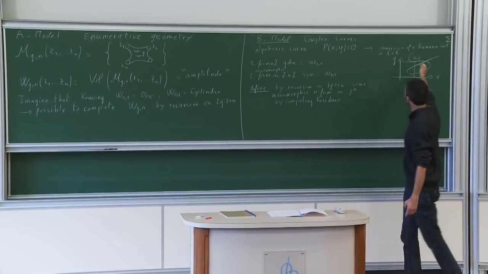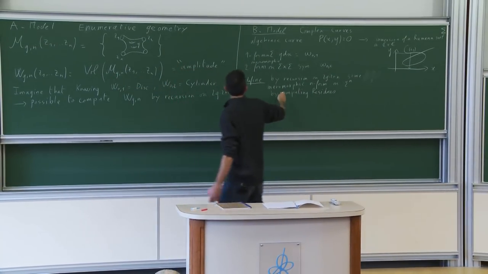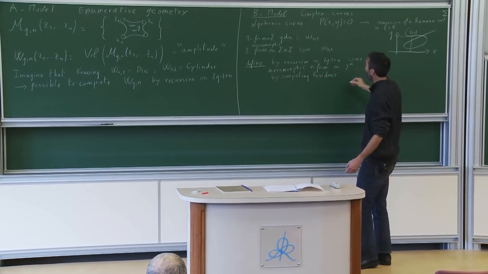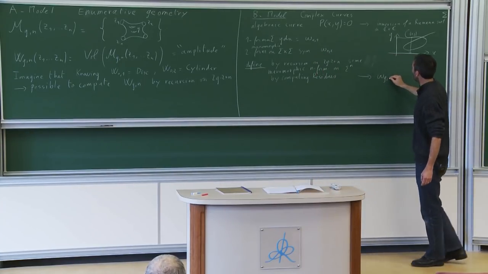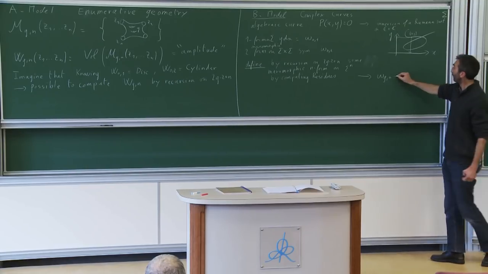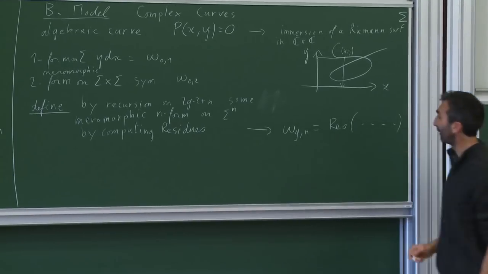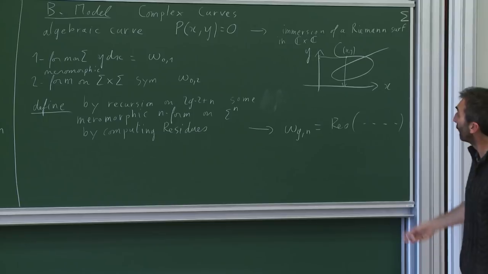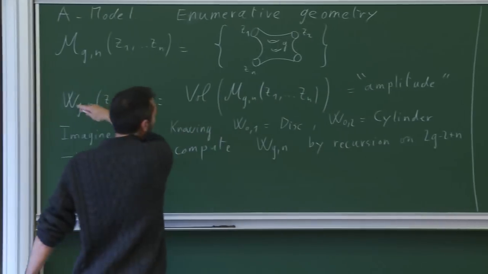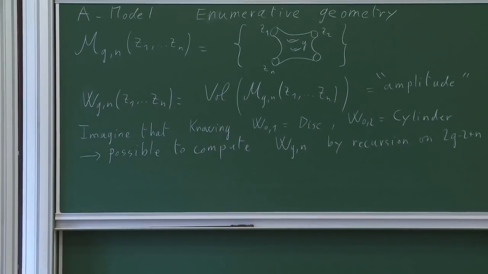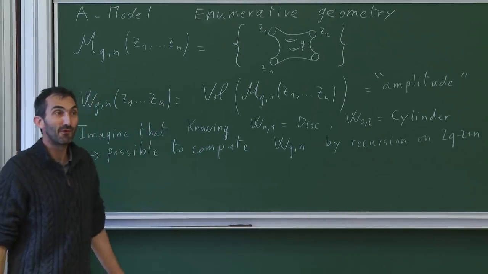versa. Given a complex curve, is there a moduli space such that those quantities that we are computing here, so defined by recursion, so we call them omega g,n, that will be some residue of something. I'm not going to write what it is. So are those forms somehow related to those amplitudes? And surprisingly, the answer in many, many different types of problems, the answer is yes.